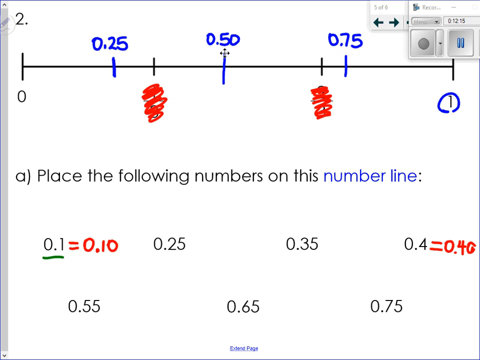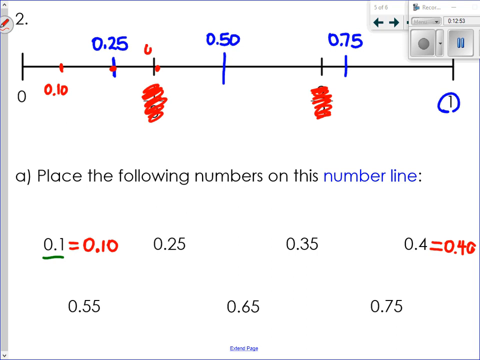Okay, so where would 10 hundredths be? Halfway between 0 hundredths and 25 hundredths would be 12.5 hundredths. So this is 10 hundredths. It's going to be just a little shy of halfway. So that's 10 hundredths. What about 0.25? Oh, that's right here. What about 0.35? Well, it's between 25 hundredths and 50 hundredths. It's going to be just a little less than half, so maybe just right there.